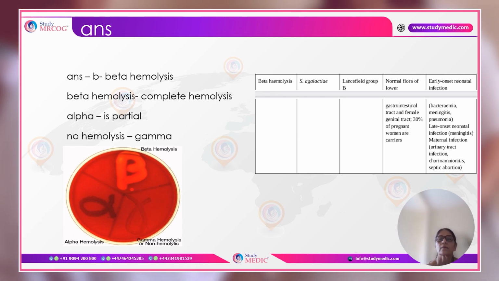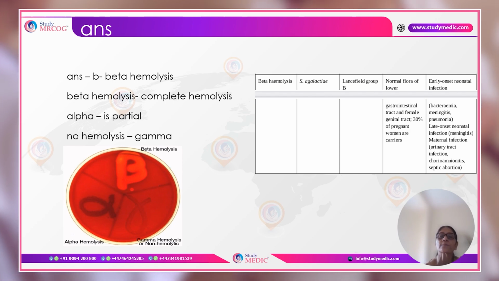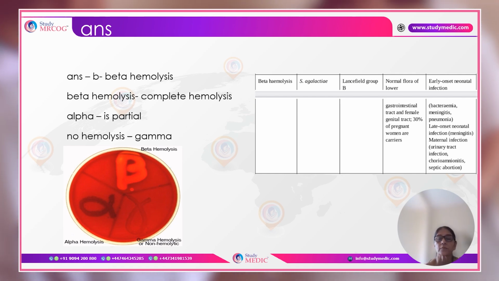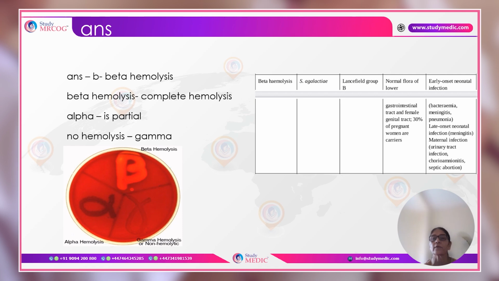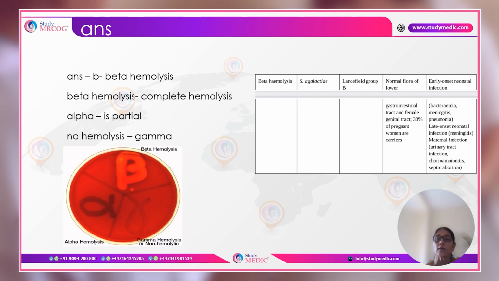And other things to remember about this Streptococcus agalactiae, it is Lancefield group B. It is normally a commensal in the lower genital tract. Okay, but it can affect the newborn, and it is one of the most common causes of symptoms such as bacteremia, meningitis or pneumonia in the newborn, and especially it is the preterm infants that are more commonly affected.